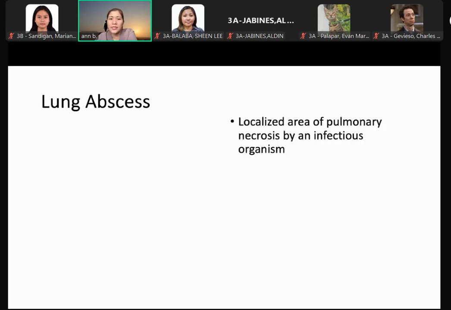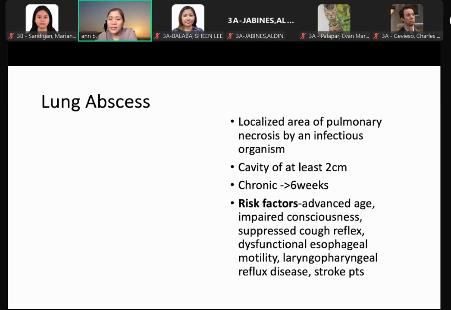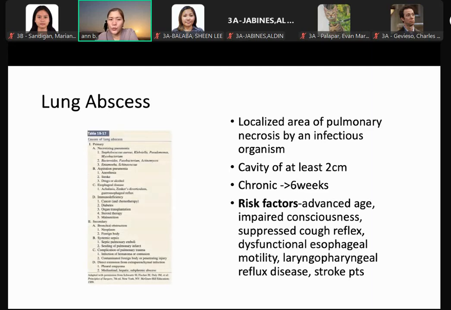So next we have lung abscess. It is a localized area of pulmonary necrosis by an infectious organism. Cavity of at least 2 centimeters. Chronic, it could be more than 6 weeks already. Risk factors are advanced age, impaired consciousness, or patients who suffered from stroke. Suppressed cough reflex, this is also mostly associated with stroke. And dysfunctional esophageal motility, laryngopharyngeal reflux disease, and again, I have stated here the stroke patient.